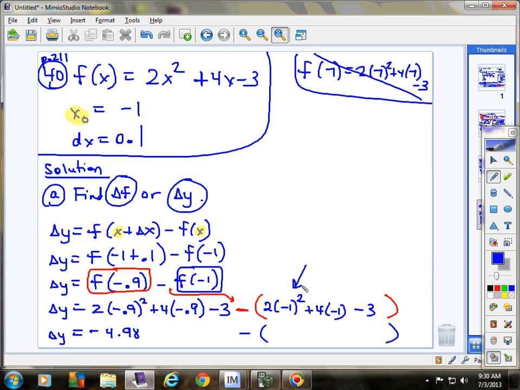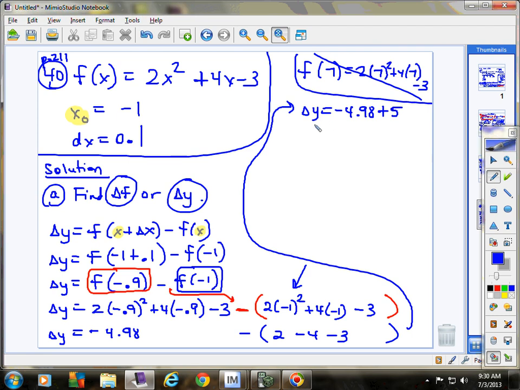All right, Aunt Sally's still hanging around, isn't she? Square that first, so that's going to be 1 times 2 is 2, minus 4, minus 3, that's -5, times a negative is a +5. So I got delta y equals -4.98 plus 5. So delta y is a positive 0.02. So trying to tie it into the page 205 graph, your change in y, if you stay on the curve, is a little tiny 0.02, two hundredths. Anybody have a question about A part before we find dy and B part?